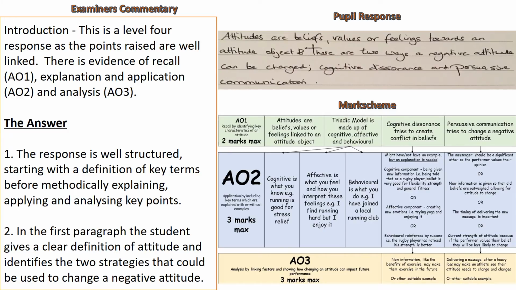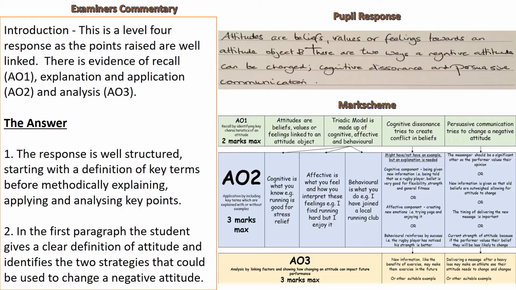Now we're starting to get into good habits about answering these questions and what we do before we even put a pen to paper. I want us to look now at a level 4 pupil response for this particular question. So this student achieved full marks, 8 out of 8. On your learning mat you have the examiner's commentary, you have their answer or the pupil response, you have the mark scheme, and you also have the banded criteria.